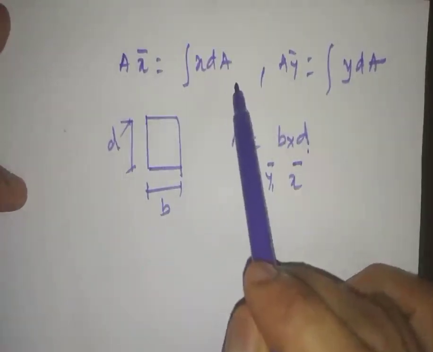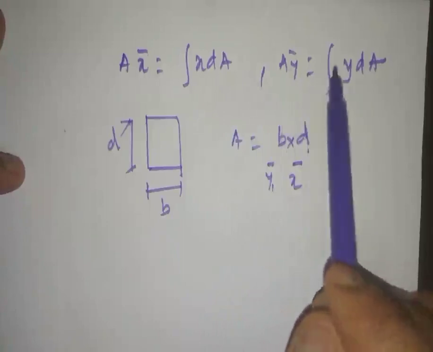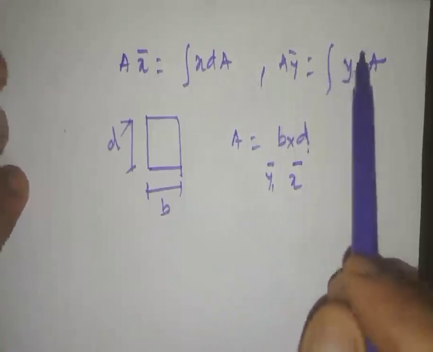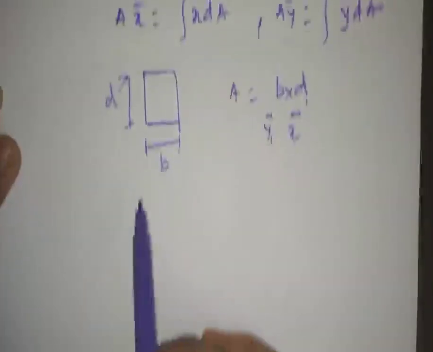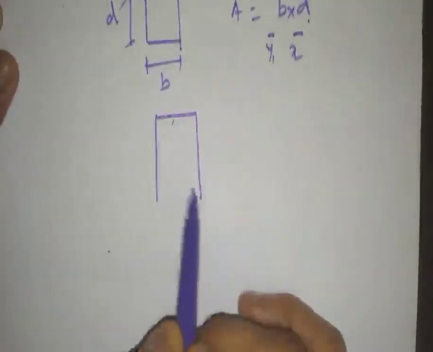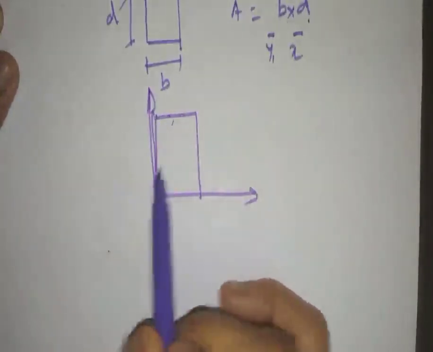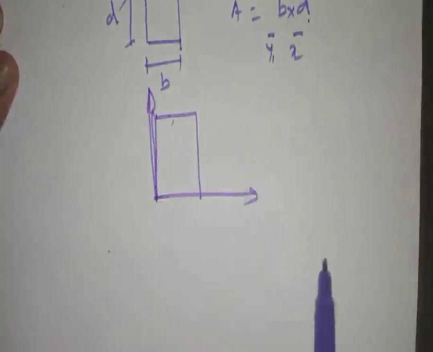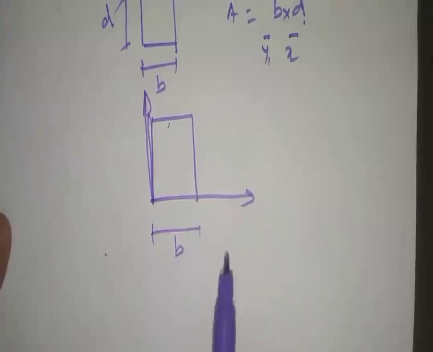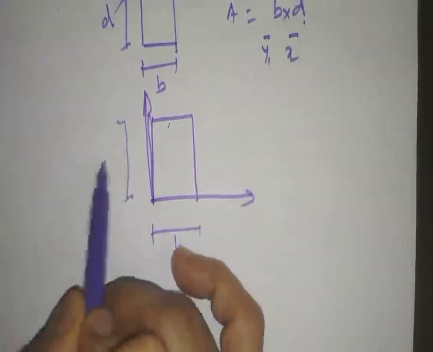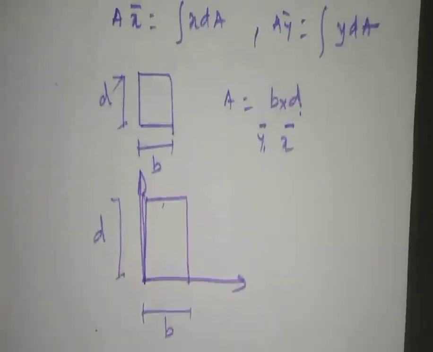Now dA will be an elemental area that we need to consider depending upon which direction we are going to calculate the centroid. Supposing I want to calculate the centroid along the y direction first, consider the same rectangular section, redrawn and placed in the first quadrant so that all distances are measured along the positive x direction and positive y direction. The base of the rectangle is b and the depth of the rectangle is d.